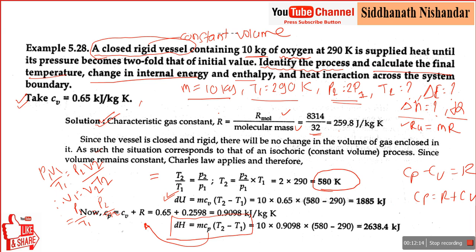That is, first we find R. Why do I find R? Cp is not given, only Cv is given. So don't take the values of Cp and Cv as the same. Cp and Cv are different; both values are different.